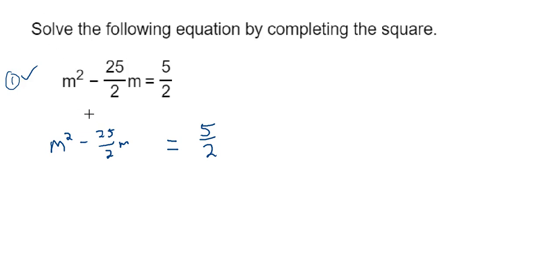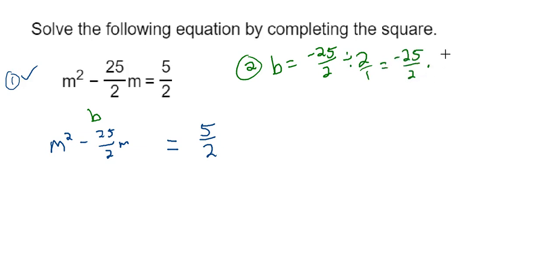Step 2 is to take b, which in this case, unfortunately, is a fraction, negative 25 over 2. So this is step 2. b equals negative 25 over 2. We want to divide that by 2, right? And so I would think of this as 2 over 1. Dividing by 2 over 1, it's a fraction, so we will multiply by the reciprocal, 1 over 2. Right?